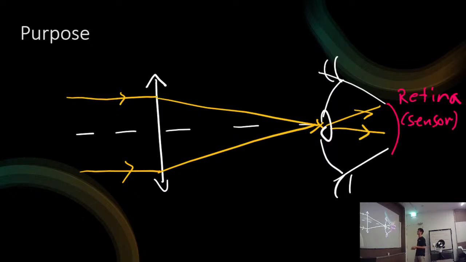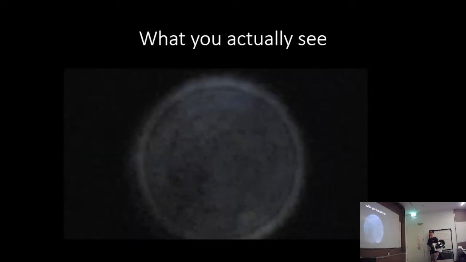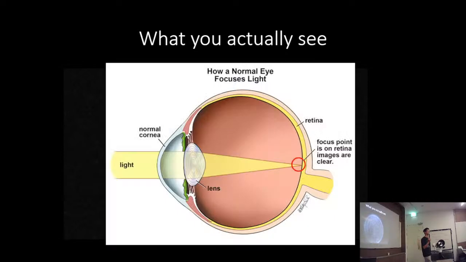But if you put your eye over here, the image is going to be focused at your pupil, then it spreads out all over your retina. And in practice, what you see is something like this. This is what happens when you focus on a star. You can see the concentric rings in the image and everything.